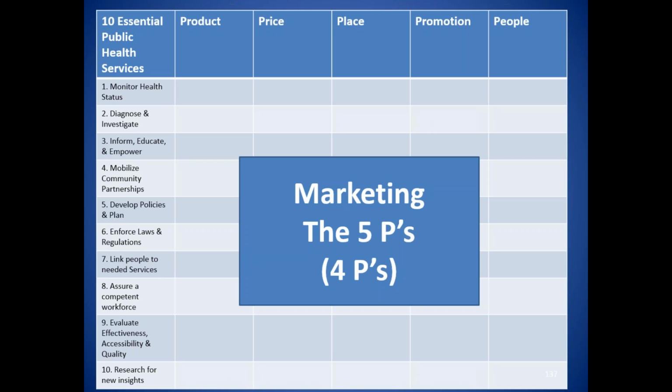Another management topic that I think is important is in regard to marketing. People talk about the 5 P's, or in some cases the 4 P's of marketing. And those are product, price, place, promotion, and people. In the case of what we do, what people in business would traditionally talk about as a product, I think of as a service. And what I've done is I've created a matrix for the 10 essential health services. And what I might do if I was trying to think about marketing is think about a product or service that would address each of those 10 essential health services.